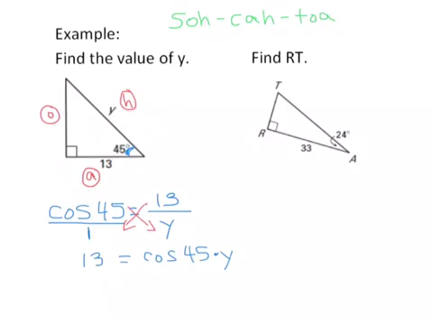To solve for y, notice that cosine of 45, which by the way is just a number, is being multiplied by y. So in order to get y alone, we need to divide by that value. So I'm going to divide by the cosine of 45 on this side so that they cancel out, which means I need to divide this side by cosine of 45 as well. So we get y equals 18.385.